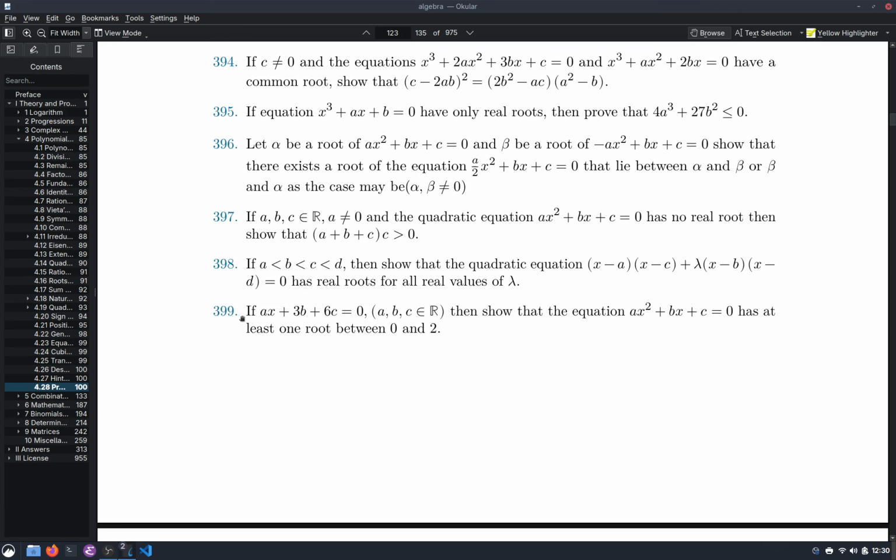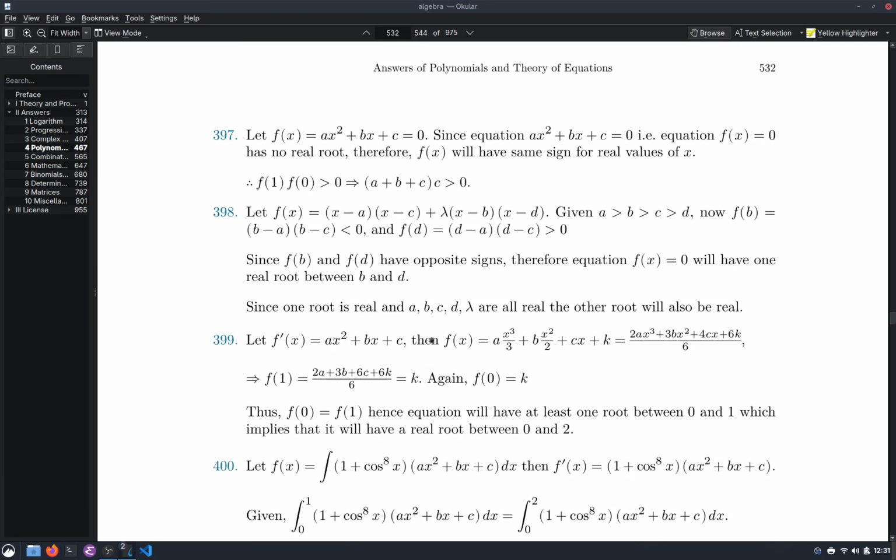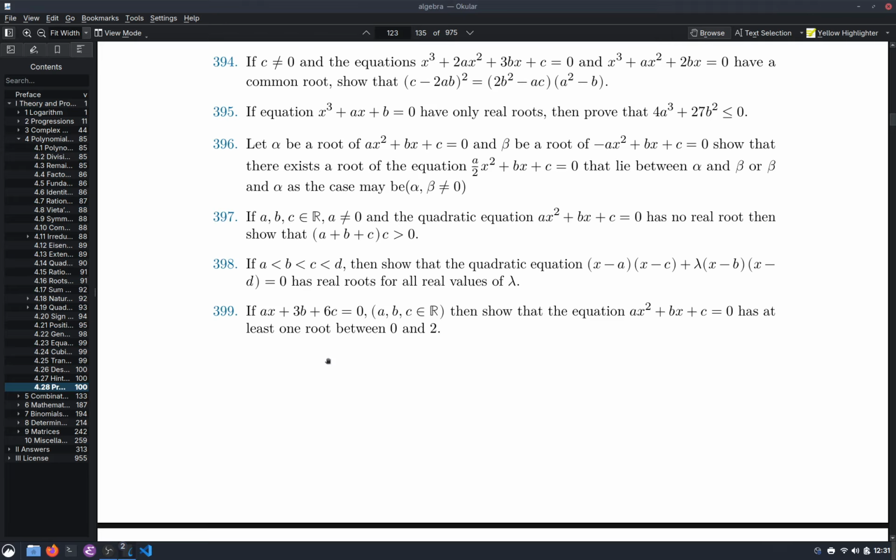Question 399 says that if ax plus 3b plus 6c is equal to 0, a, b, c in R, then show that the equation x square plus bx plus c is equal to 0 has at least one root between 0 and 2. So there seems to be some typing mistakes in this. I'm not sure about this. In any case, let's assume that there is no typing mistake.